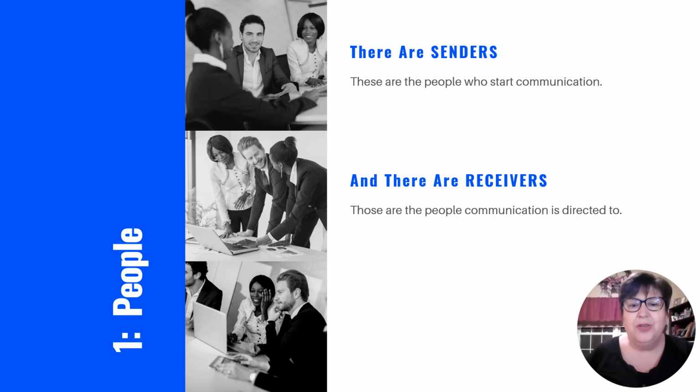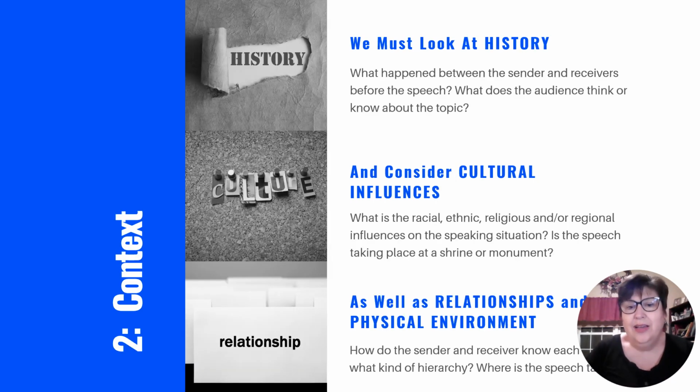There are 7 elements of the communication model. You've likely seen it in other courses and other places, but here we'll contextualize it to giving a presentation. We know we start with people, right? There are senders, and that is going to be you, the speaker, the presenter, and there are receivers, the rest of us, your audience.